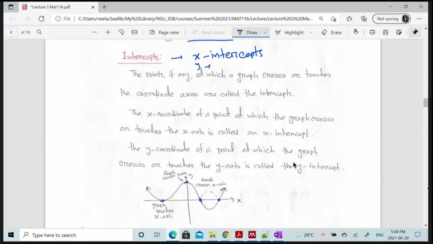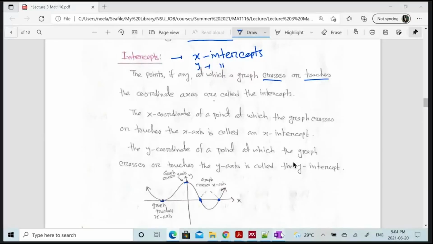It tells us x-intercepts and y-intercepts both. Now let's look at the bookish definition. So it says the points, if any, on our graph at which the graph crosses or touches the coordinate axis, then those points are called intercepts.